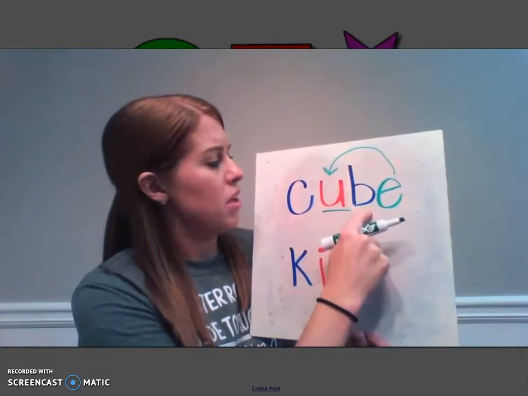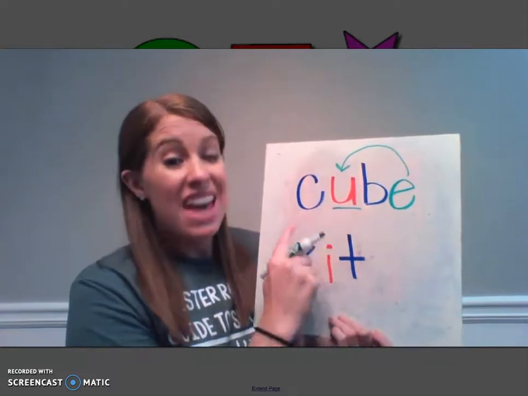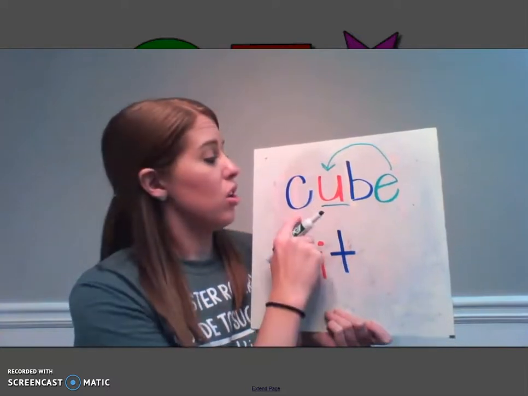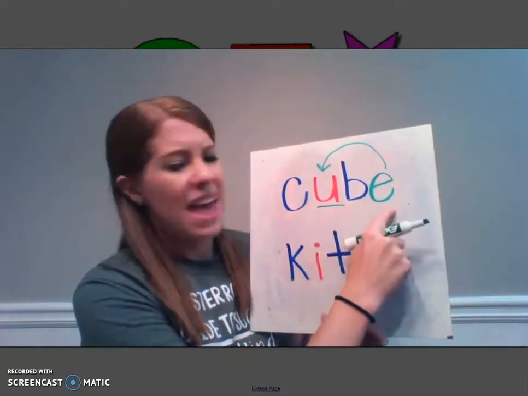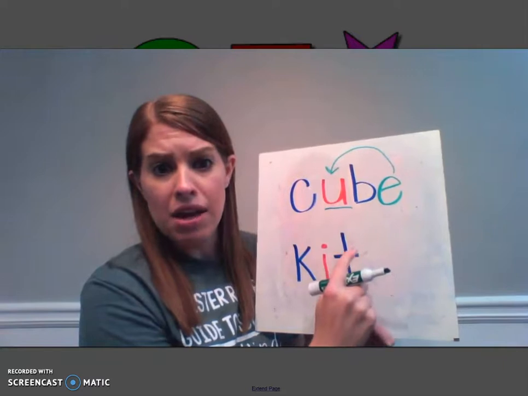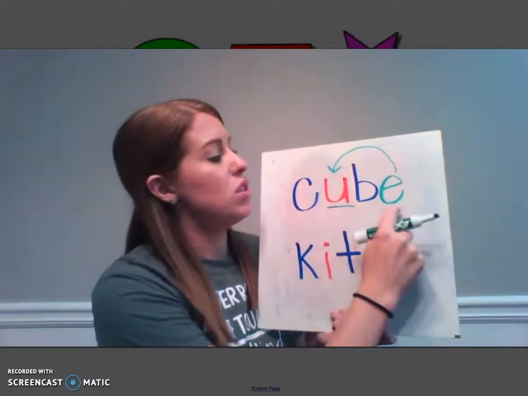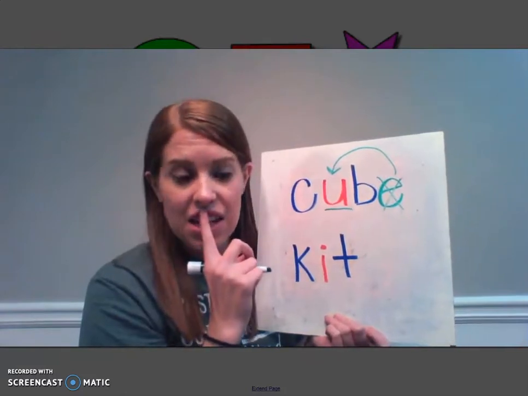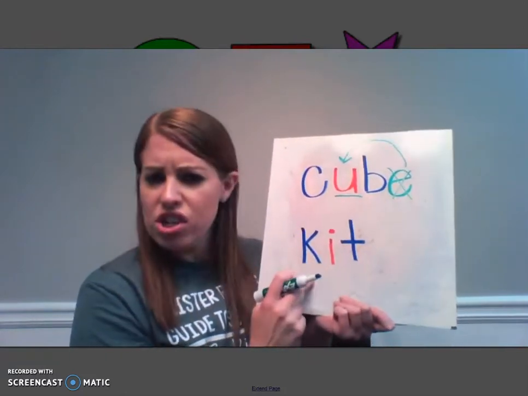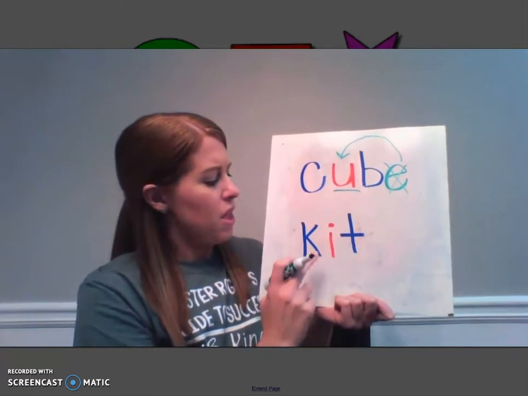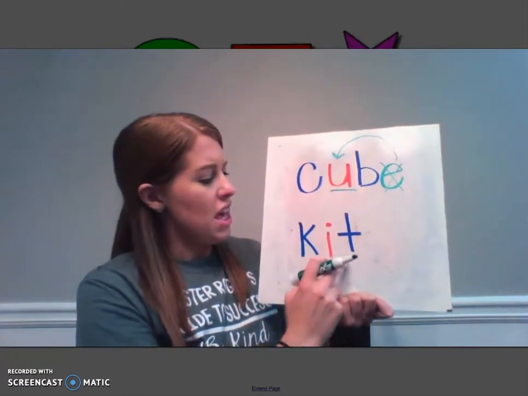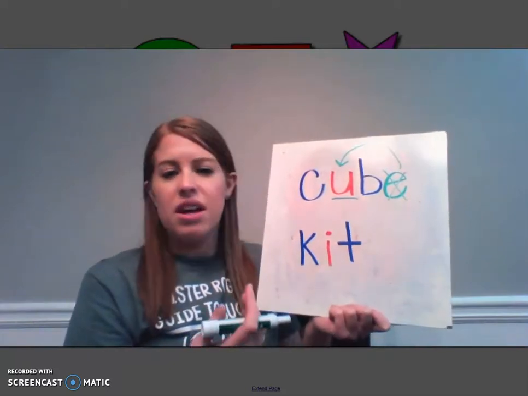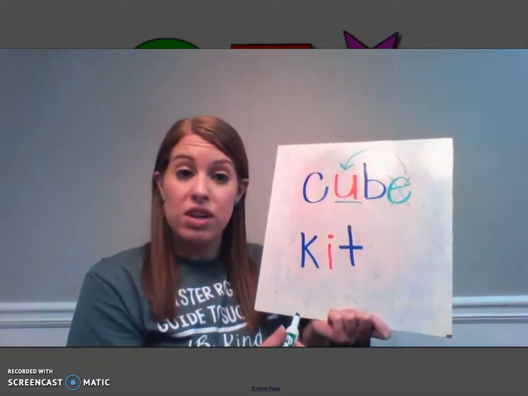Cube. Right. If we stretched it out and we made the sound for this E, it would be weird. Cube? No. Right. So this E, it's almost like it isn't there. It's silent. All right. Let's just stretch out this word down here as it is. Kit. Right. Like a first aid kit. A box of things that you need, right?